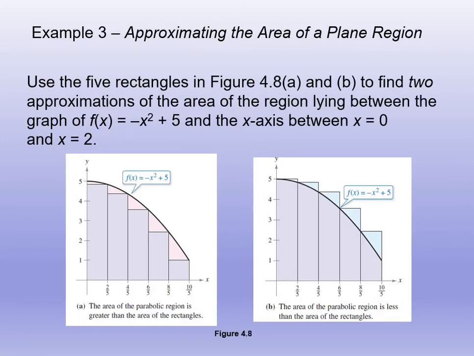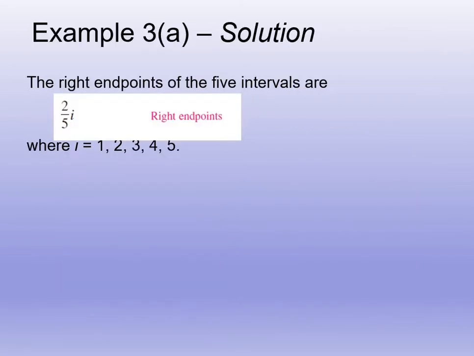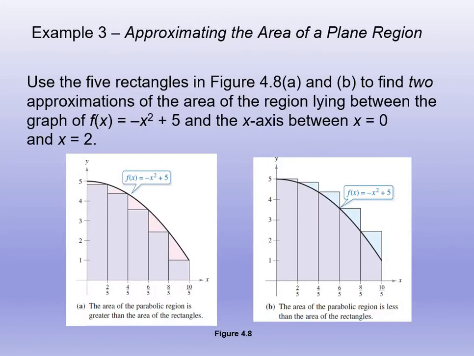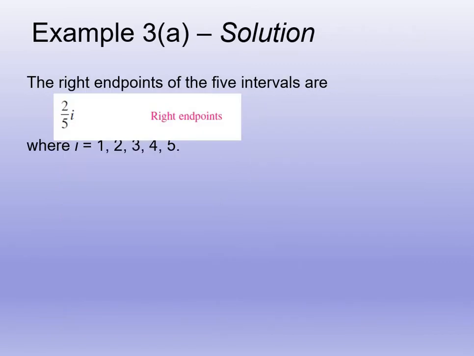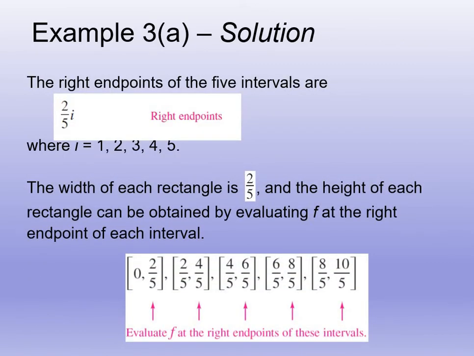So notice, why are we calling it an endpoint? Because that's where the top of the rectangle touches the curve. If we look at the top of each one of these rectangles, that's where it touches the curve. And we're going to do this for i equals 1, 2, 3, 4, and 5, because we wanted to do it for 5 rectangles. That's going to represent our specific values that we're going to evaluate. Because from 0 to 2/5 is 2/5, from 2/5 to 4/5 is 2/5, from 4/5 to 6/5 is 2/5, 6/5 to 8/5 is 2/5, and 8/5 to 10/5 is 2/5.